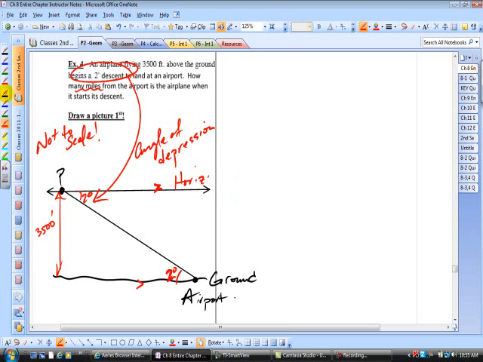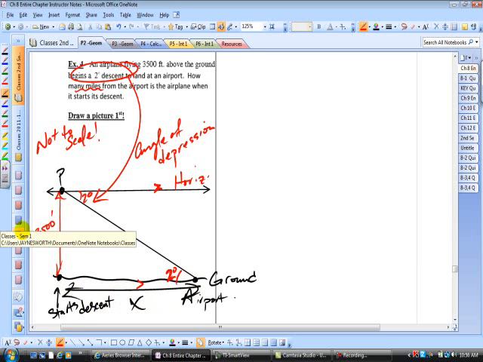And then it says, how many miles from the airport is the airplane when it starts its descent? So right here on the ground, this is where it starts its descent. The question is, how many miles is this? Not feet, but miles. And notice that the height is in feet. So we're going to solve for x in feet, and then we have to figure out how to convert feet to miles. It's not that hard, but we'll do that together one step at a time. So put the right angle in, because altitudes or heights are measured perpendicular to the ground. We have a right triangle there.